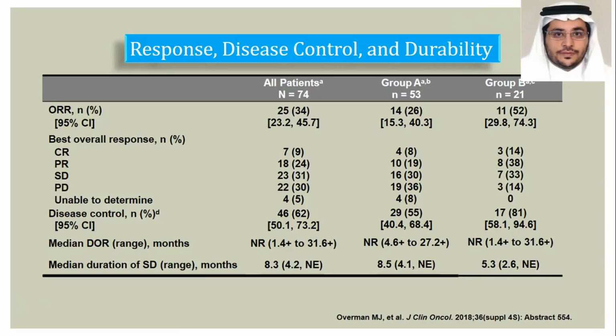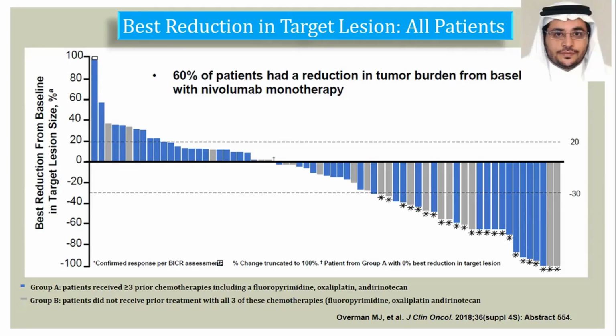Now, if you look at the duration of response, it was not reached in all the patients. Again and again, those are the patients that received third and fourth line of treatment, and the stability of the disease is 8.3, 8.5. As you can see, although the response was 52%, it does not reflect in the overall survival, in the median duration of stability of disease, which was 5.3.